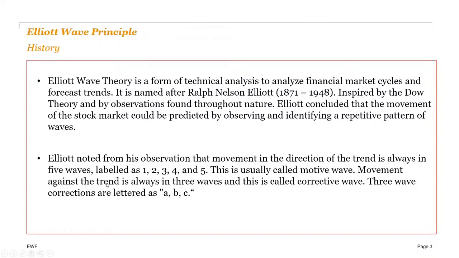And then movement against the trend, or counter trend, is always in 3 waves, and this is called a corrective wave. So basically it's only 2, either motive wave or corrective wave, either with the trend or against the trend. If with the trend, it's 5 waves. If against the trend, then it's 3 waves. The 3 waves are labeled ABC. It's very simple. With the trend, 1, 2, 3, 4, 5; against the trend, ABC or WXY. But we're going to talk about that next.